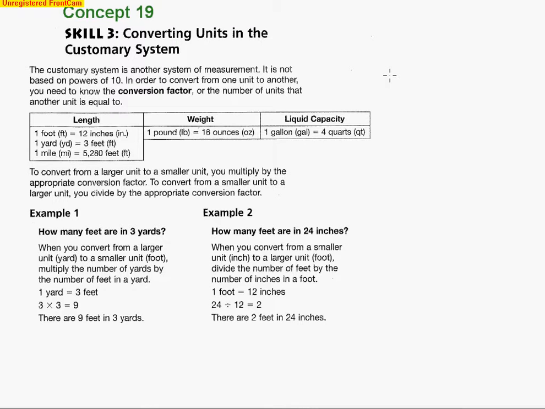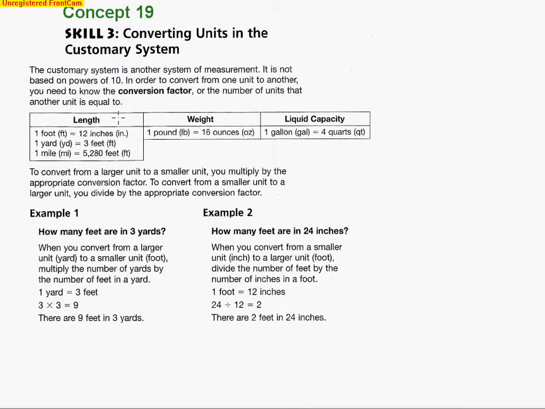Well, we have the same sort of thing where if the number is getting bigger, like for instance the units we're going from a large unit to a small unit, we end up multiplying, making the number bigger. Or if we're going from a small unit to a large unit, we're going to end up dividing because we're making the number smaller. We still use that concept. However, we don't have the same consistency of powers of 10 here. So we have different conversion factors that we have to memorize.